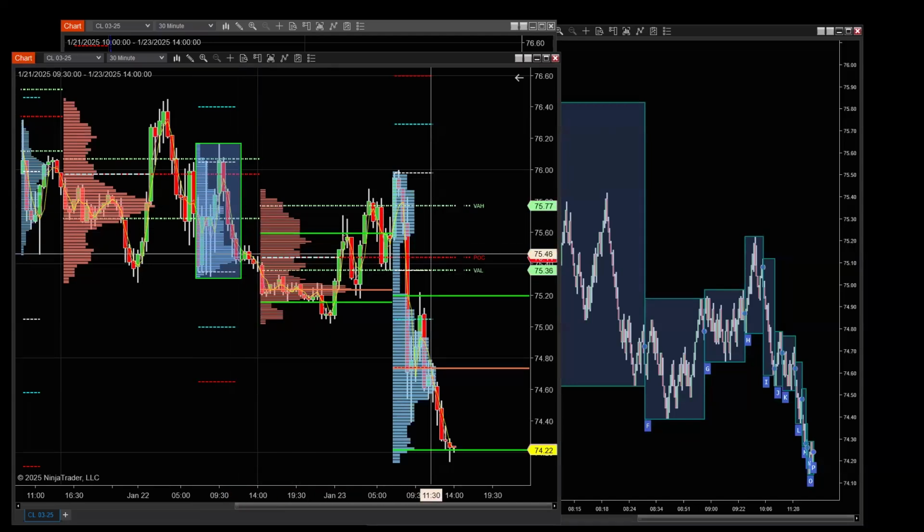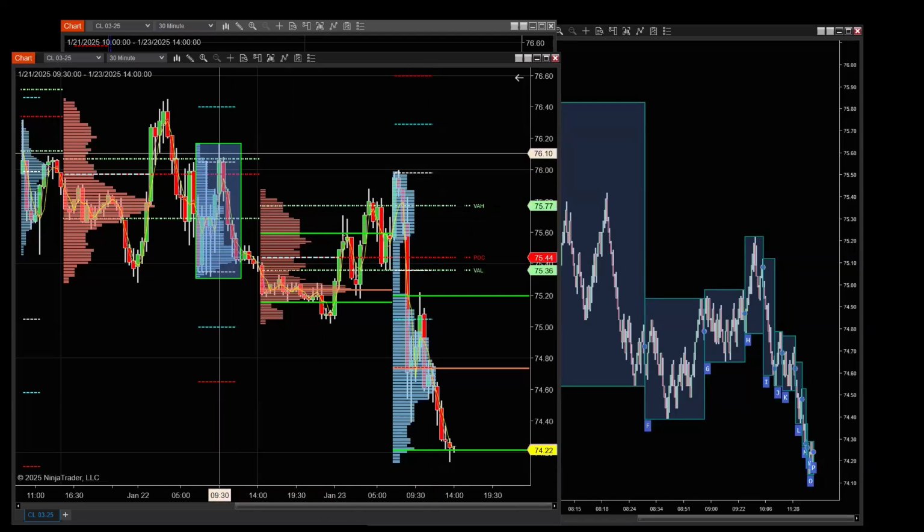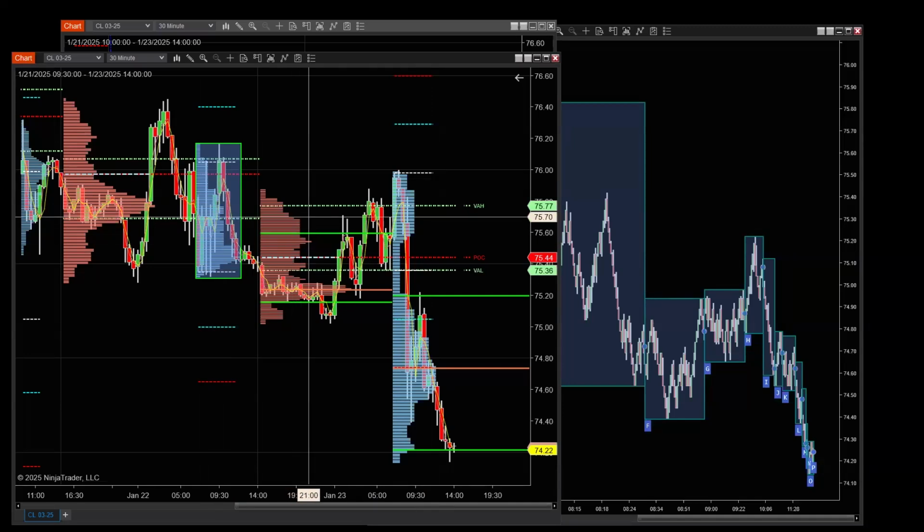And then this value area high and value area low are basically one standard deviation. That's why I said if you took like a statistics 101 class, these are 68% of the data. So 68% of the data inside of yesterday's price action is encompassed inside of this value area high and value area low.